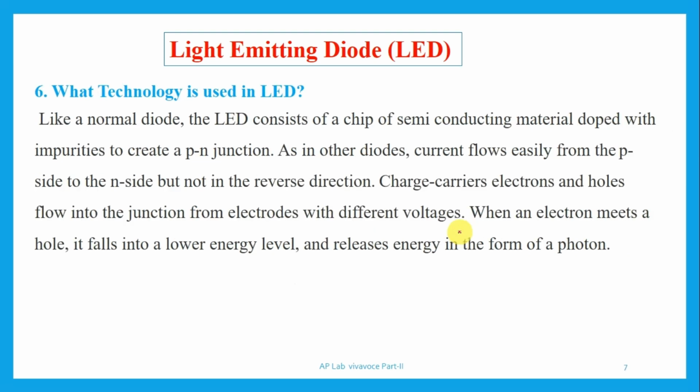The next one is, what technology is used in LED? Normal diodes consist of a semiconducting material doped with impurities to create a PN junction. LED, laser diode, and zener diode are all PN junction diodes, but the doping percentages in P-type and N-type semiconductors may vary when they are made into different diodes. The related information you can find here.